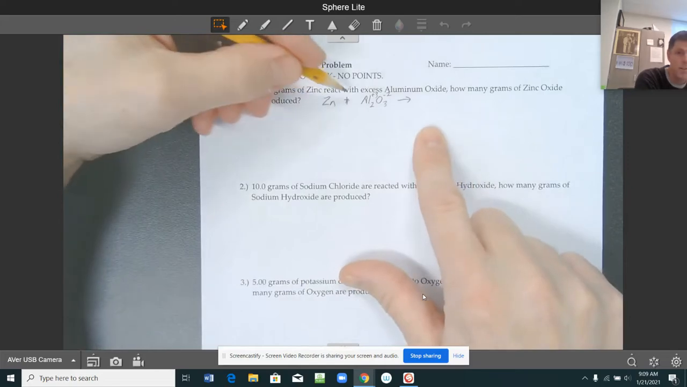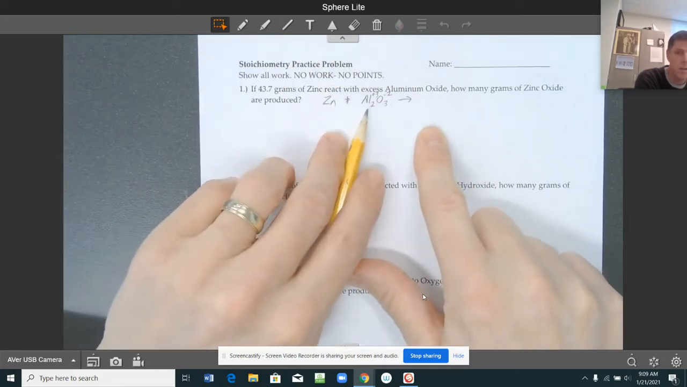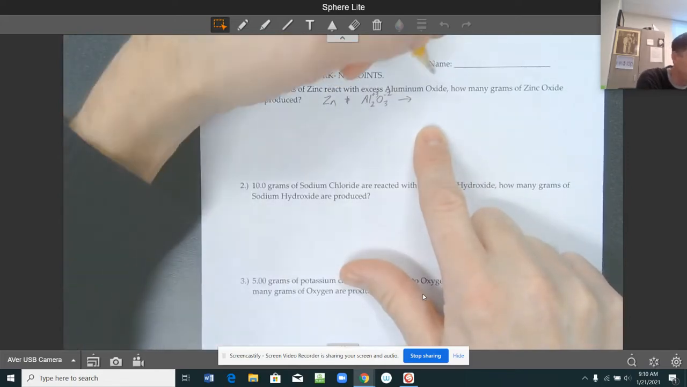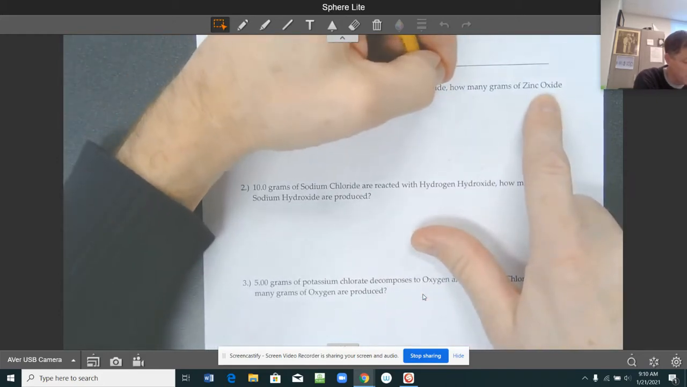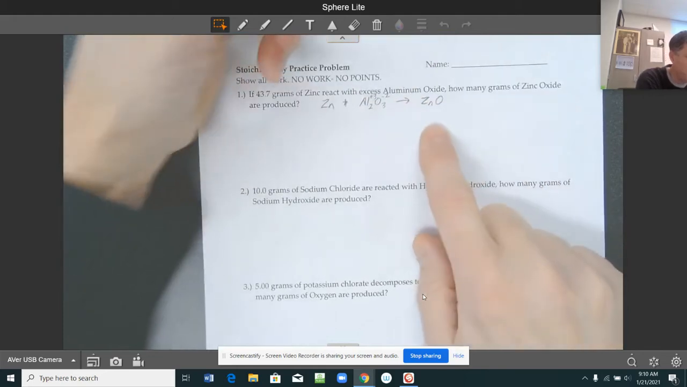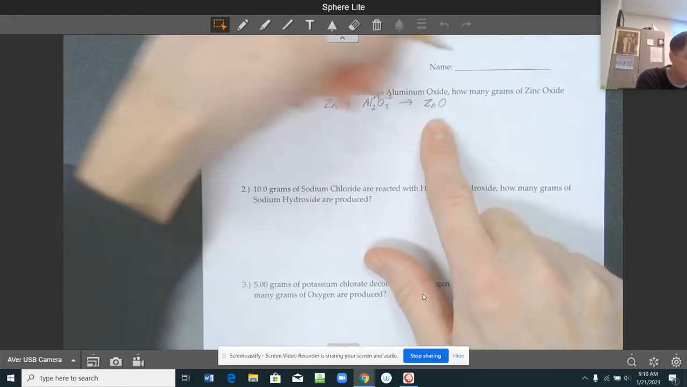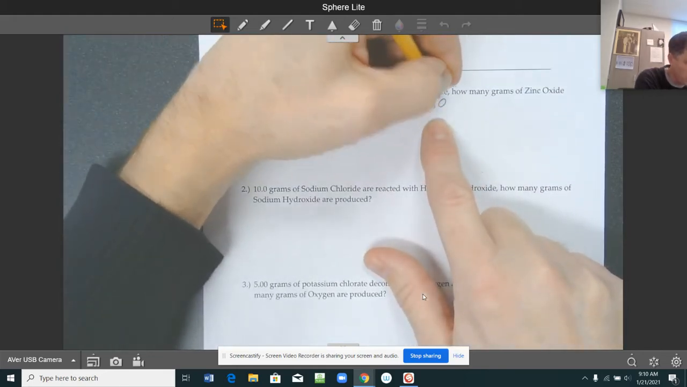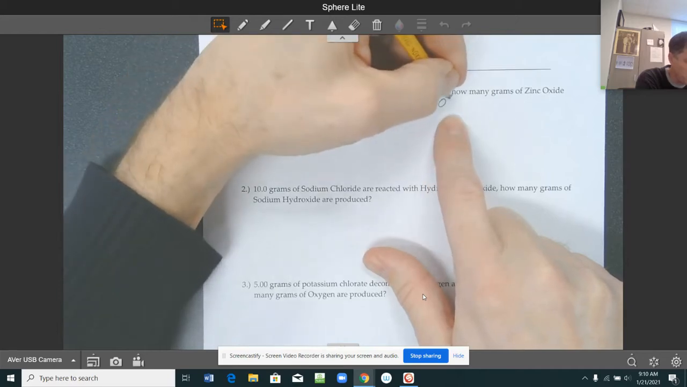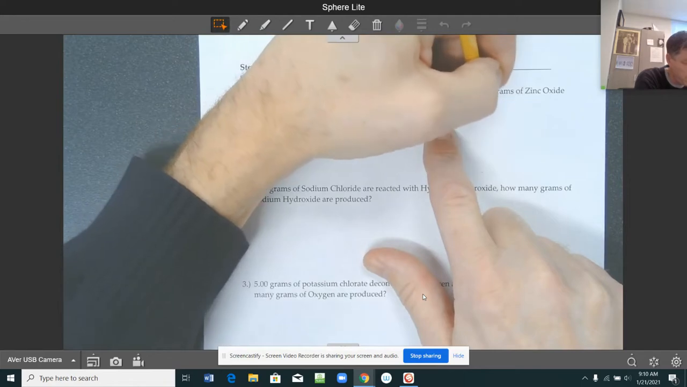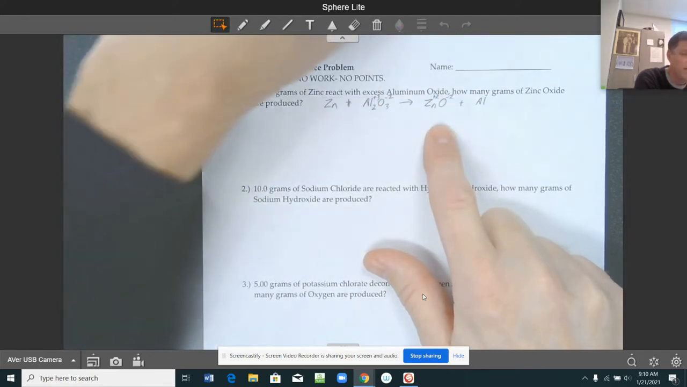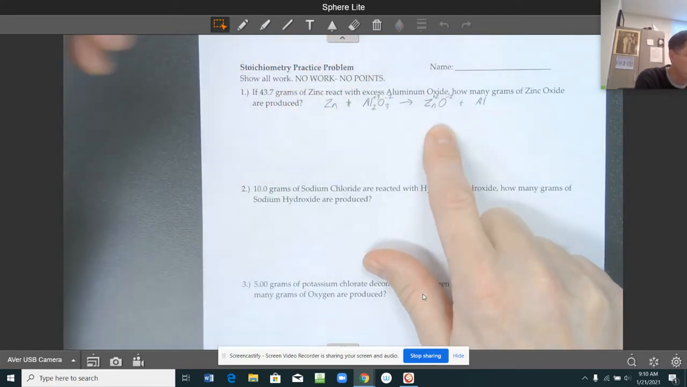Okay, so I've got this and this, a single element and a compound. Best I can do is single displacement. It already told me one of the things I'm making, zinc oxide. In a compound, zinc takes a +2 charge unless otherwise told. Oxygen's always going to be a -2. +2 minus 2 is 0. And then we have aluminum by itself. So we've got that. Now we've got to go through and do the balancing.